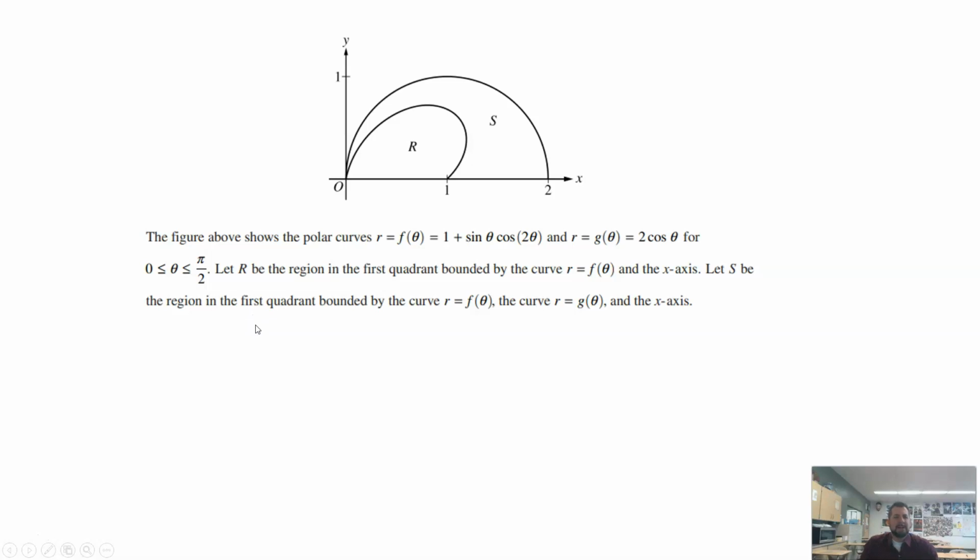Okay, so the figure above shows the polar curves r equals f of theta equals 1 plus sine theta cosine of 2 theta, and r equals g of theta equals 2 cosine of theta for the region between 0 and pi halves. Let R be the region in the first quadrant bounded by r equals f of theta. So it basically tells you that this is the f of theta function right here. And then S is the region bounded by the two curves, okay? So it's got g of theta out here. And that's kind of important for us to understand. You could use your calculator to find that out, but it would take time to graph both of those.